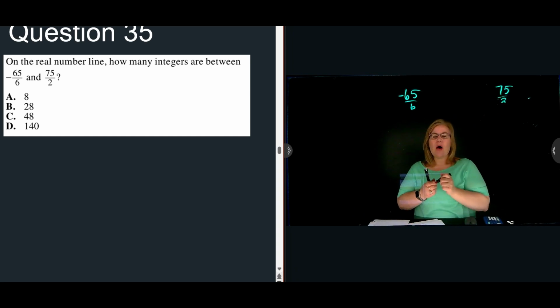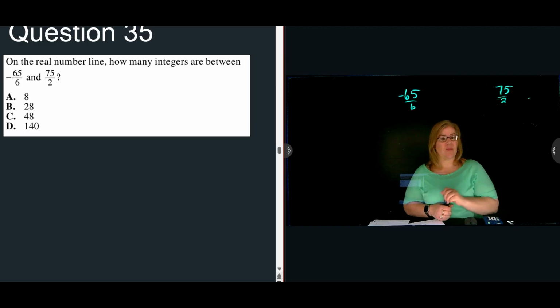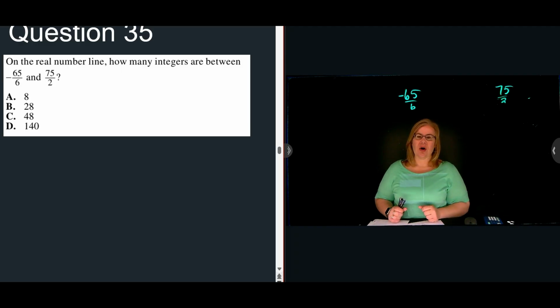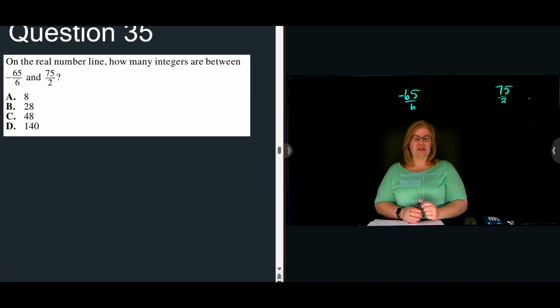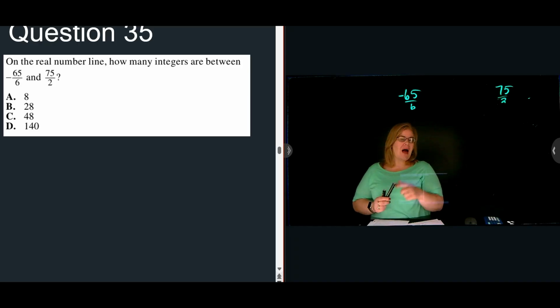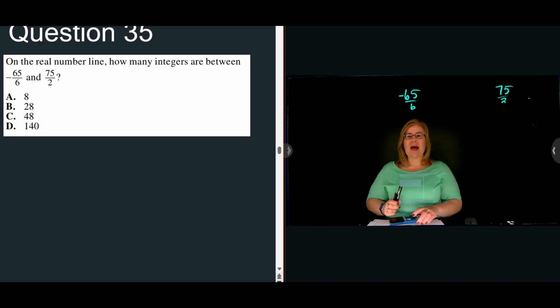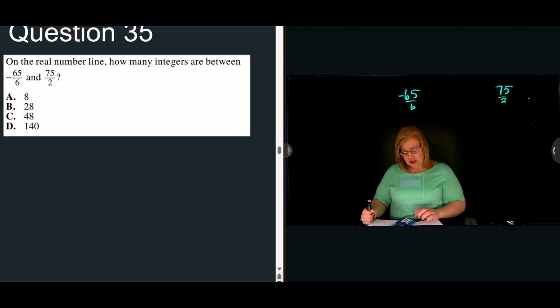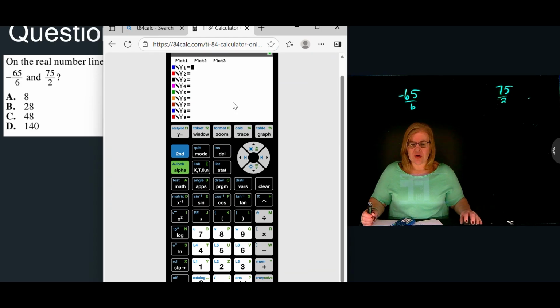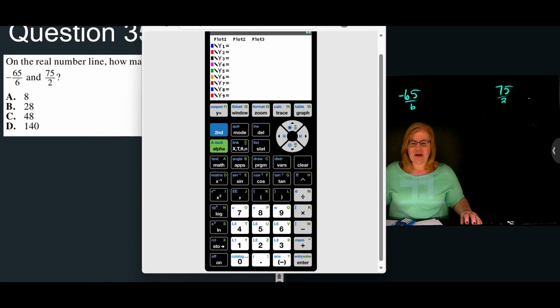Now, it's asking me how many integers. That tells you something. We have all learned what integers are. So that's going to give me a little bit more clarification of how I'm going to work this. So let's see. I'm going to put this in my calculator, and I'm going to figure out what that fraction is when I have whole or mixed numbers. So let me just pull my calculator back up, and I'll do it up here for you. So I may cover myself up here.